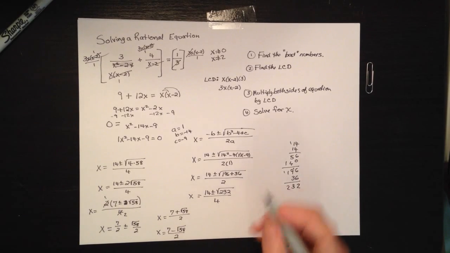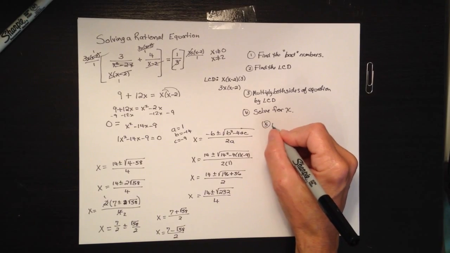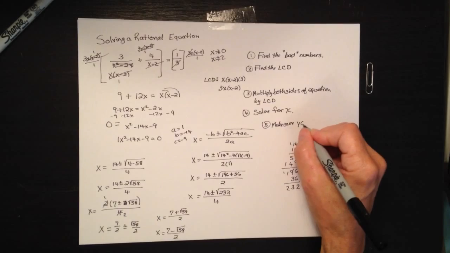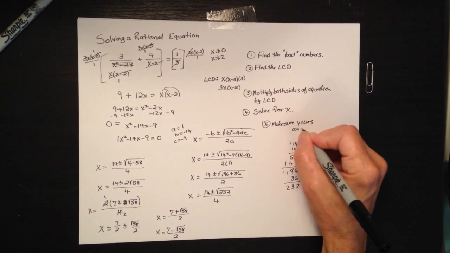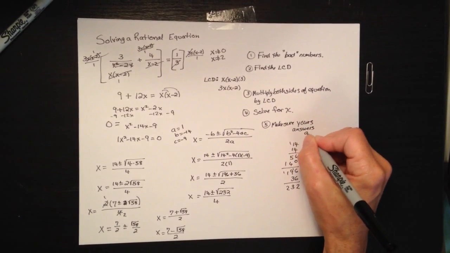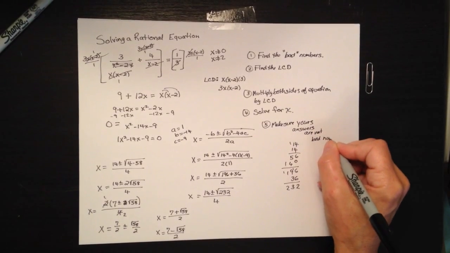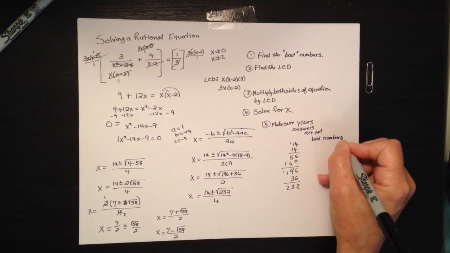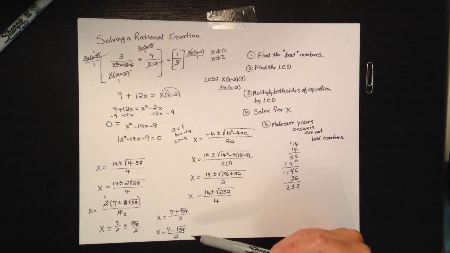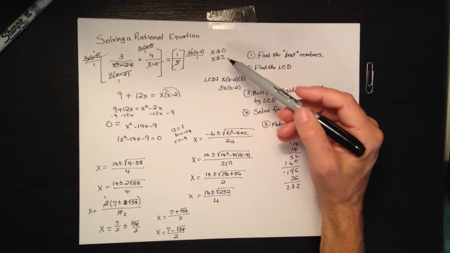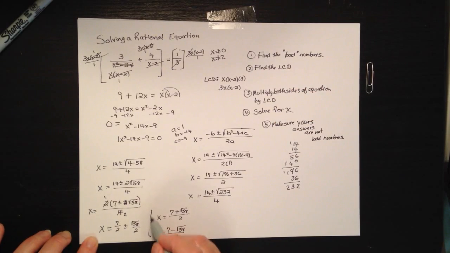So the last step is, make sure your answers are not bad numbers. What I mean by that is look at what your final result was, x equals this, x equals that, and make sure that it's not a 0 or 2. It is not. So we got 2 good answers right here. These are our 2 good answers for this problem.